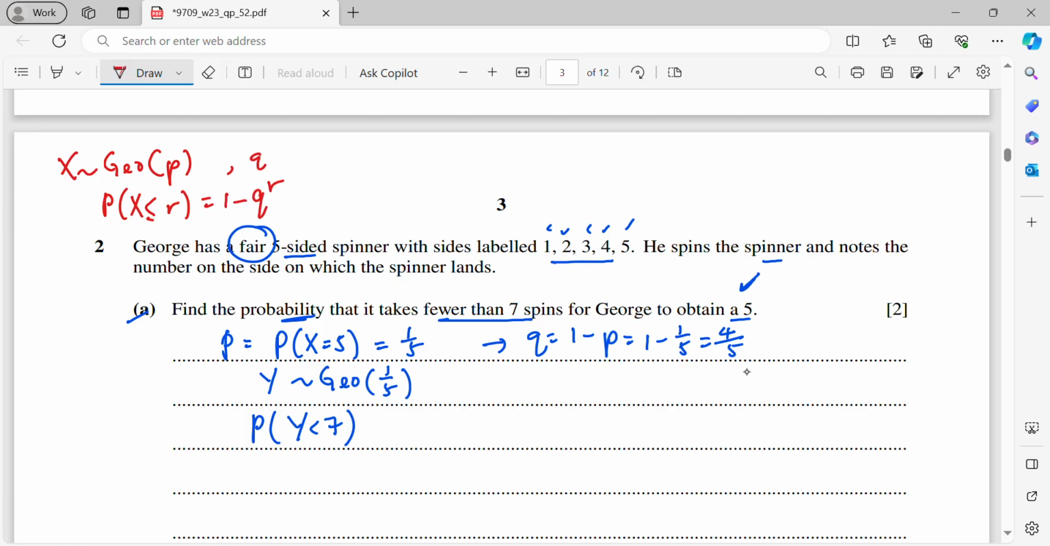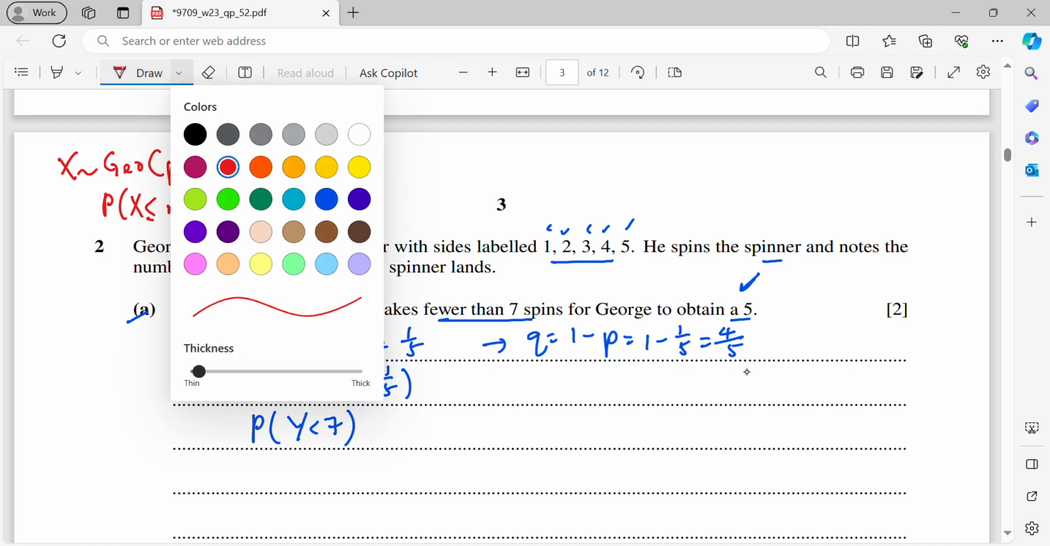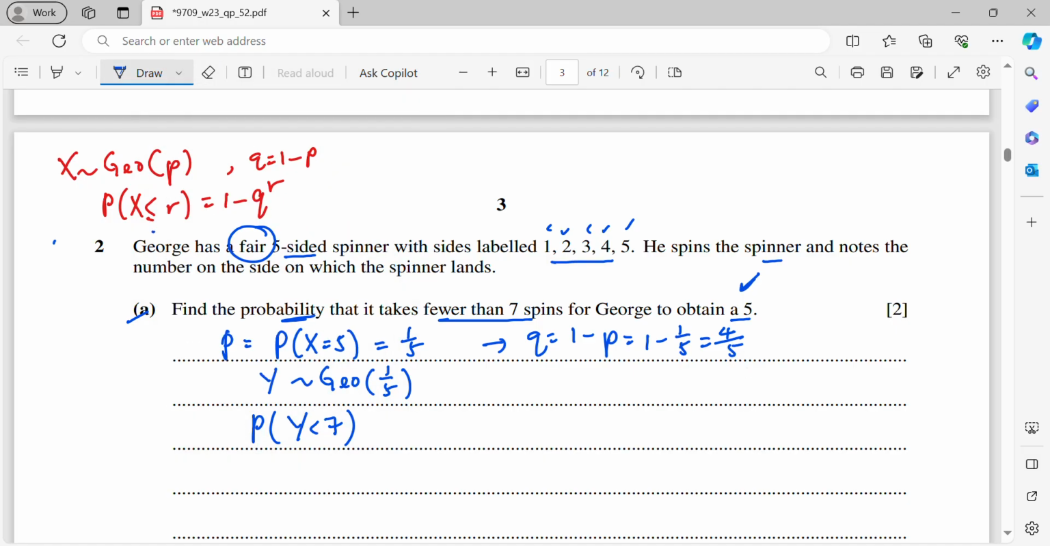Okay, whereby the Q is 1 minus P. So from here, to make it a less than or equal sign, I have to change to less than or equal to 6, because Y less than 7 means it is from 1 until 6. So I will say that it is the same as P(Y ≤ 6). So when you compare with this general formula, the R becomes 6 now.